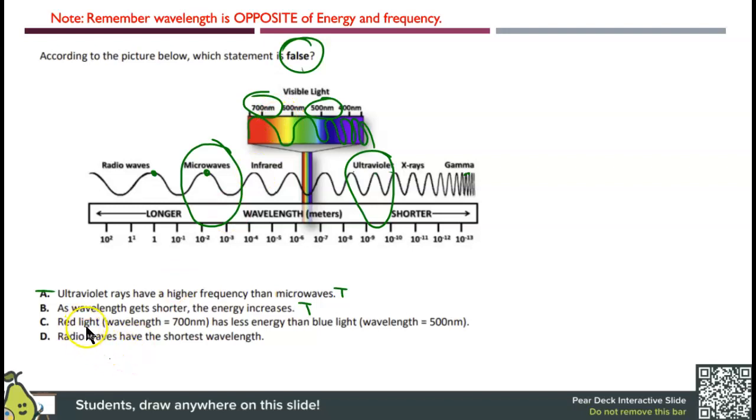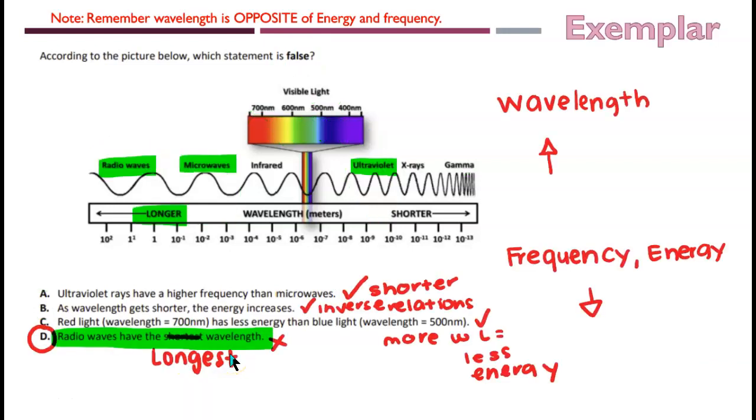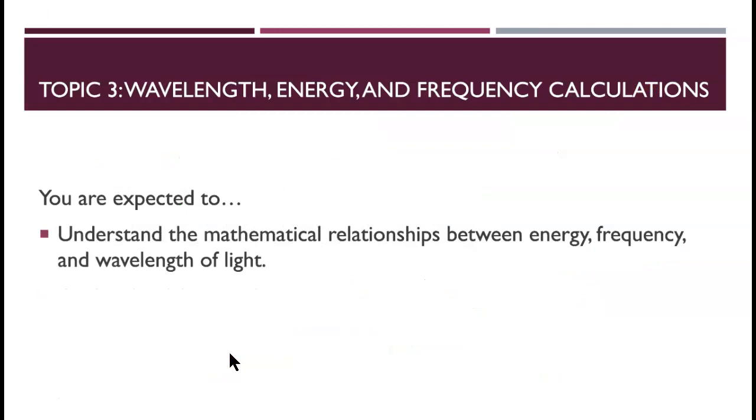So does red light have less energy than blue light? Yes, that is also true. So this is not our answer. So the answer has to be D. Radio waves have the shortest wavelength. Radio waves, in fact, do not have the shortest wavelength. It's from peak to peak. They actually have the longest wavelength. So the answer is D.